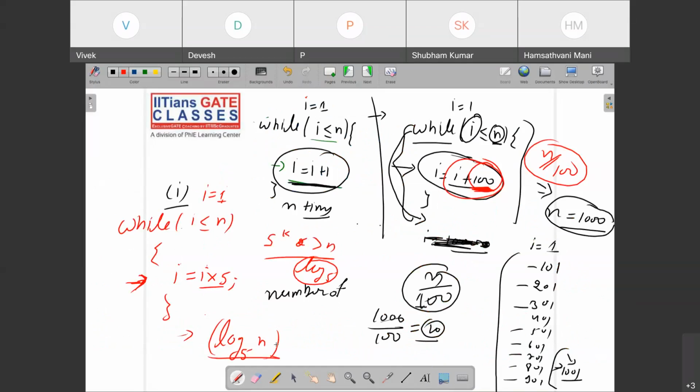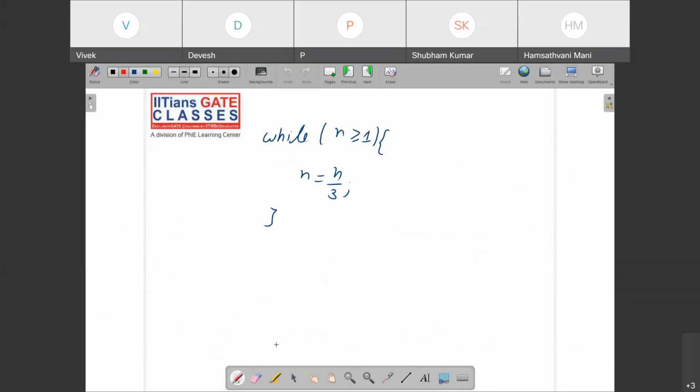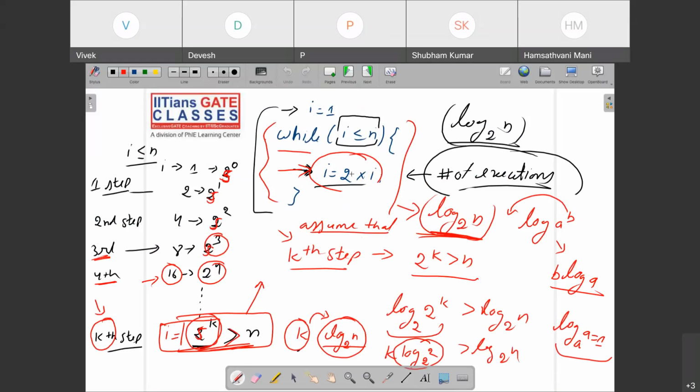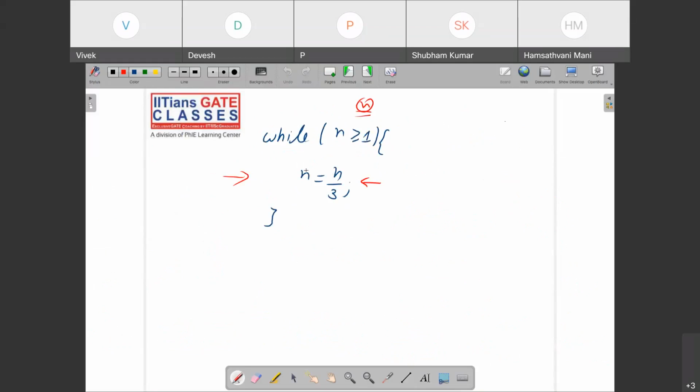Now let's move on to a similar question. We are given a very huge number n. At each step, we are dividing n by 3. We are doing n equals n by 3. Now, what is the time complexity, or you can say the number of times this while loop executes? Try to type your answer in chat. This is a similar question to the one we did here, i equals i multiply by 2. This is a very similar question.